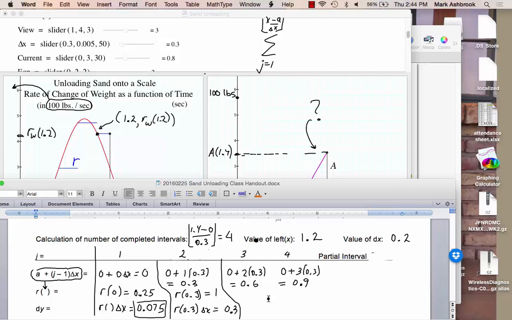Okay, into the third interval. What does the formula do? It calculates the left side of the current interval, 0.6. It takes the rate at that value, r of 0.6. Estimate is, nice and loud and quick, 3. Awesome. And then it takes that rate, that constant rate for the whole interval, times delta x again. dy equals 0.9.